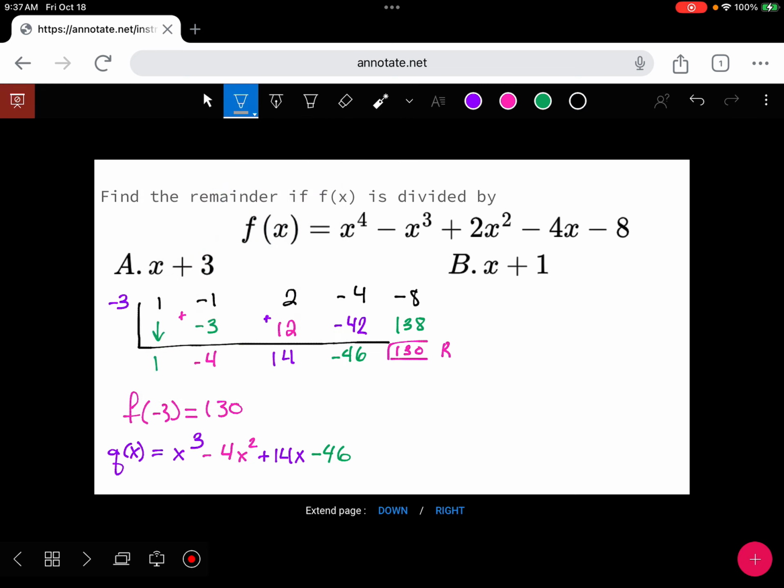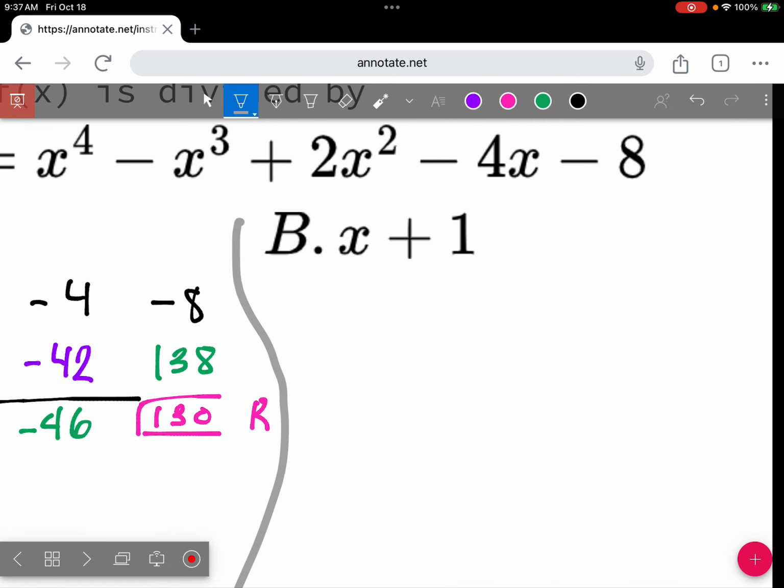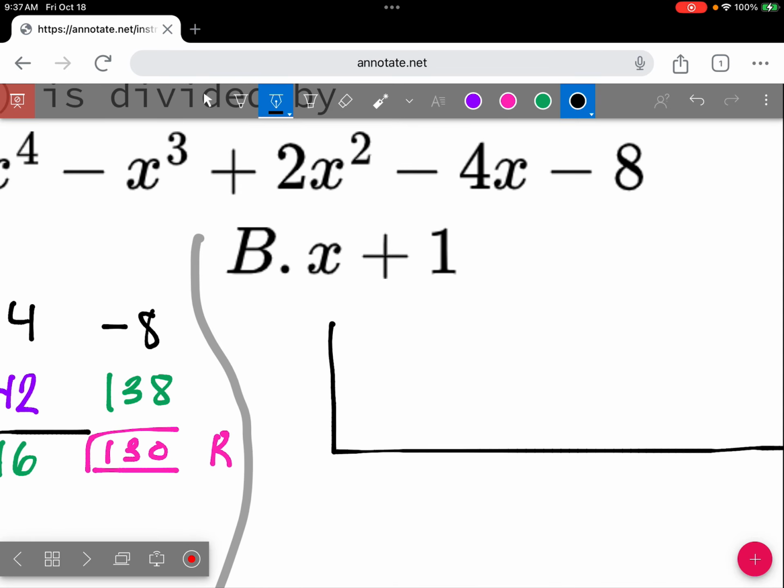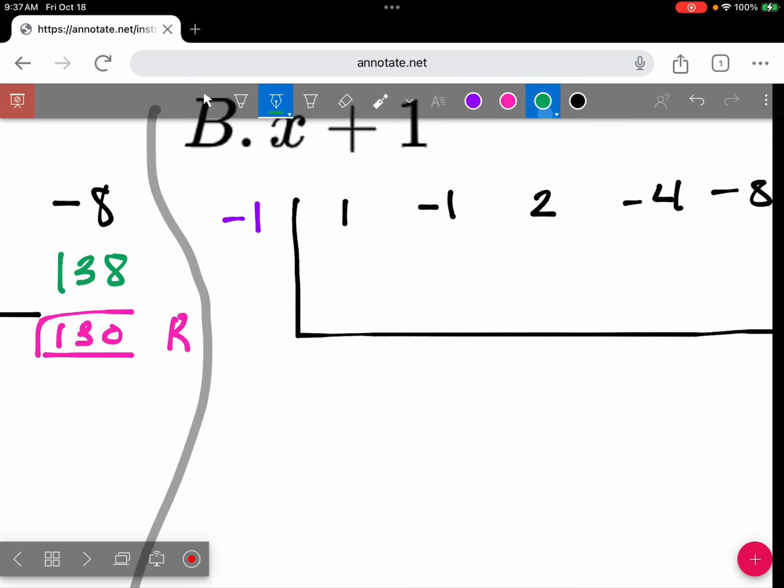All right, let's do the next one. It's the same function. So when we set this up, I'm going to use those same coefficients. I'm going to make it smaller. 1, -1, 2, good. -4, -8. What goes outside? -1. So do it. You can do this. You've done these before.